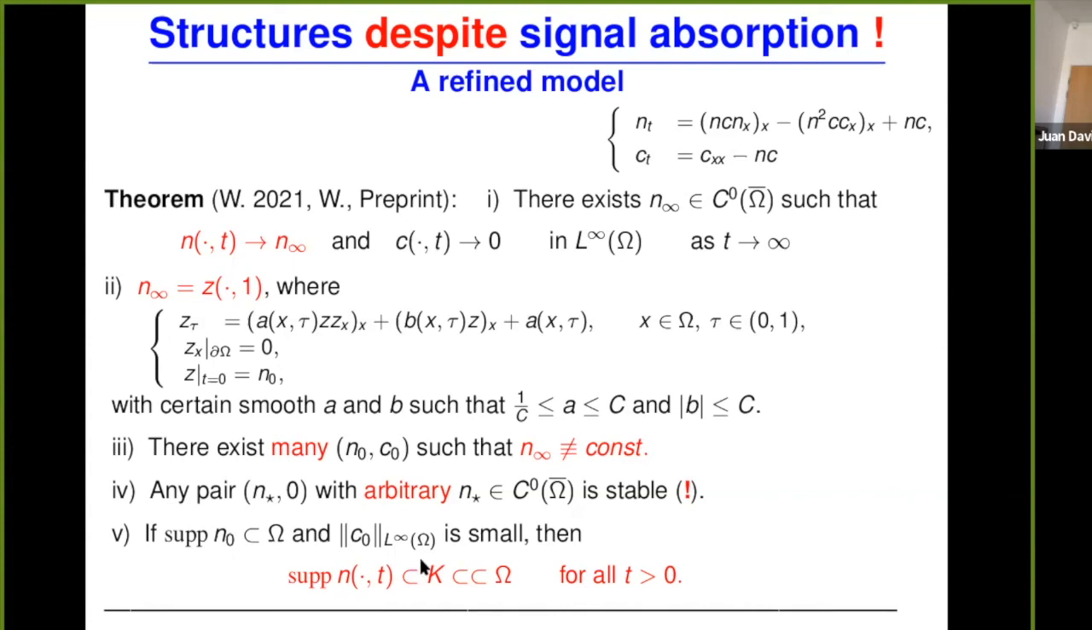You have a nutrient poor petri dish. You have almost no nutrient there. Then it happens, what you see. The snowflake is a snowflake. The support of the solution will remain compactly supported inside. Omega depends, of course, on the L infinity norm here of the C0 for all times. So it's not only finite speed of propagation, but persistence.